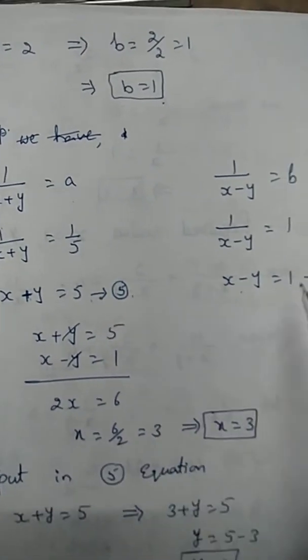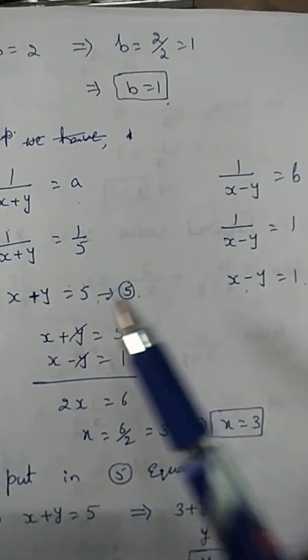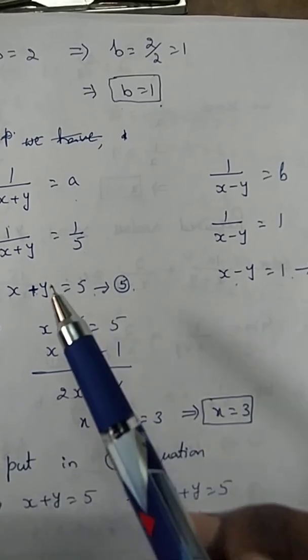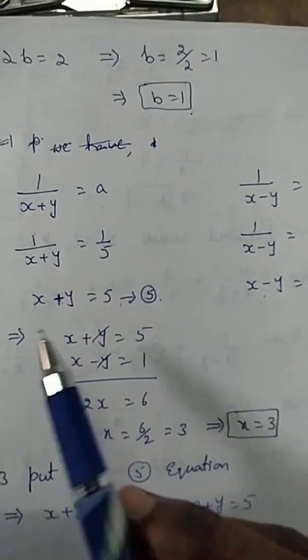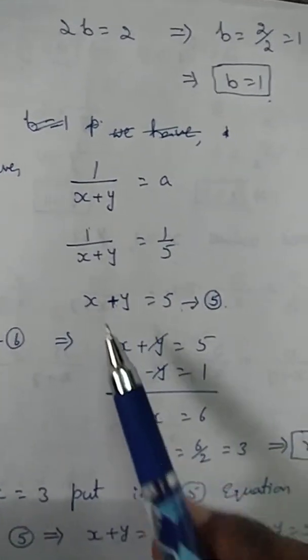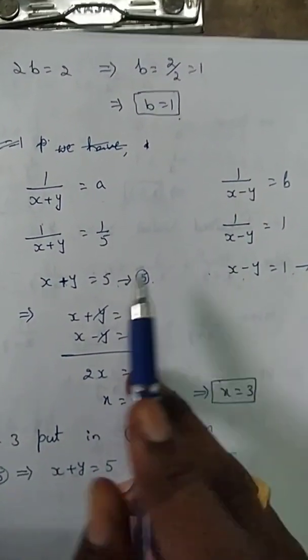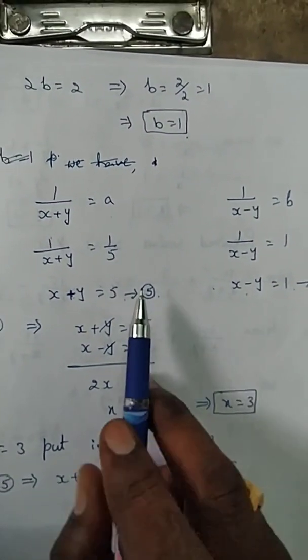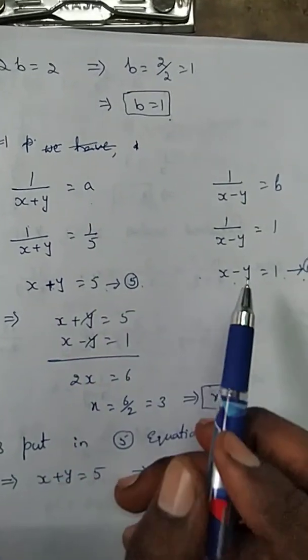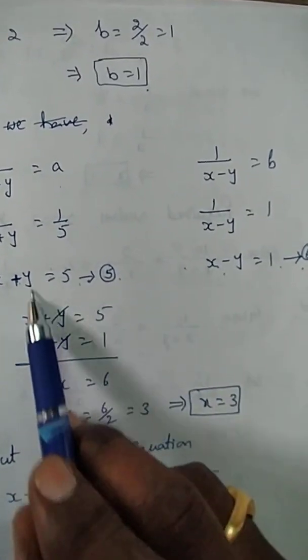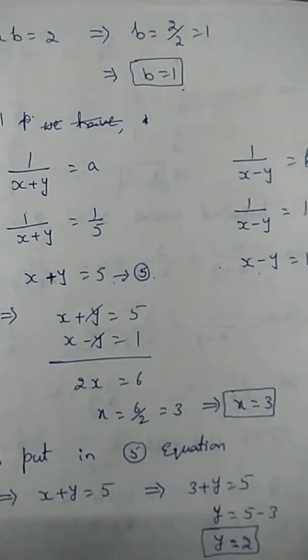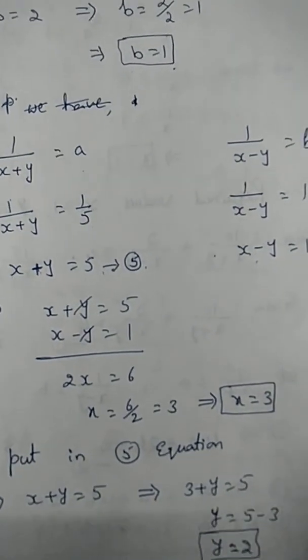You can observe the fifth and sixth equations are also in the form of linear equations with variables x and y. Directly you can add those. Why? Because we can observe the coefficients here, x coefficient 1, x coefficient 1. We can subtract, x will be cancelled. y coefficient plus 1, y coefficient minus 1, you can add, y coefficients will be cancelled. So whichever procedure you follow, the answer will be right.